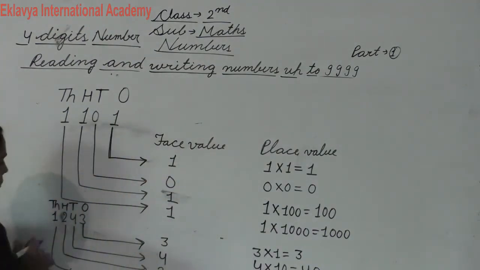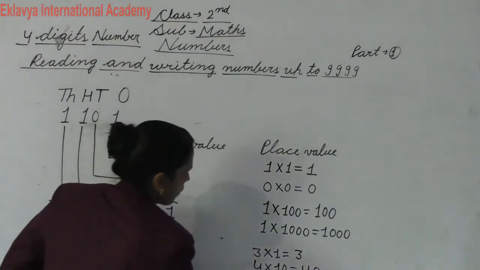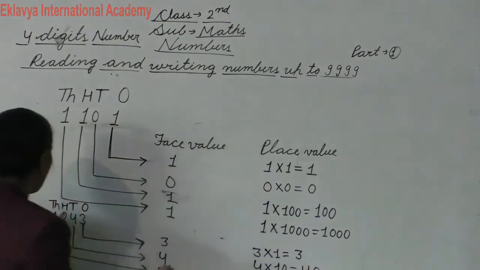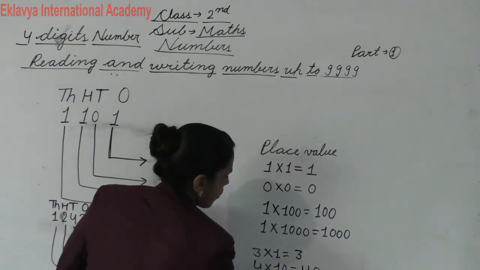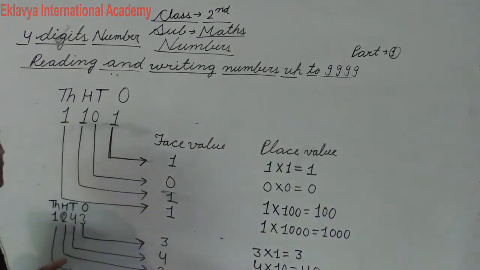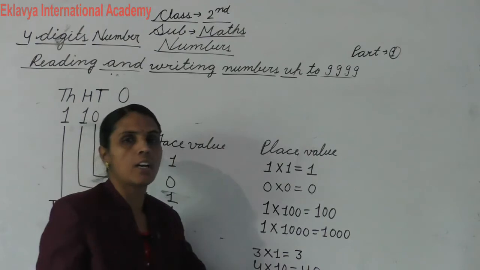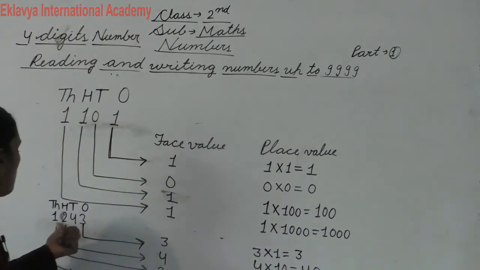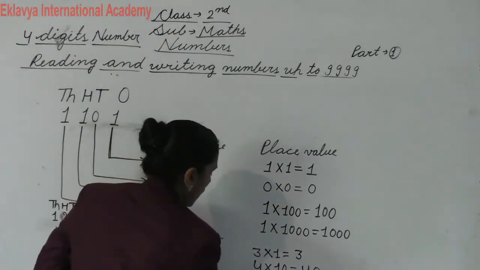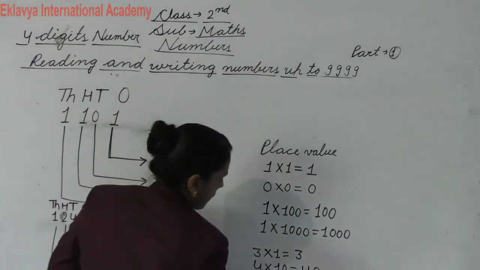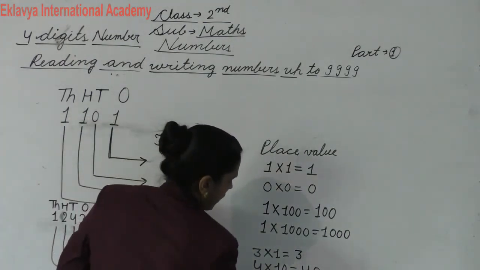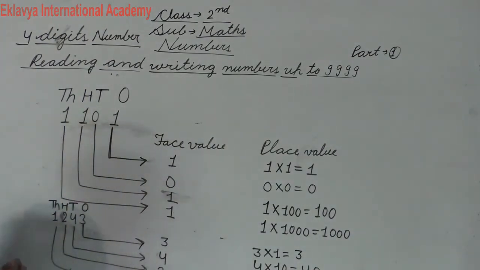What is the place value of 4? 40. Okay. Next, what is the place value of 2? Now 2 in which place sitting? 2 is sitting on hundred place. So now we will say 200. Got it? And next one is place value of 1. Now 1 is sitting on thousand place. So now we will multiply by 1000 and you will get 1000. So this is your place value.